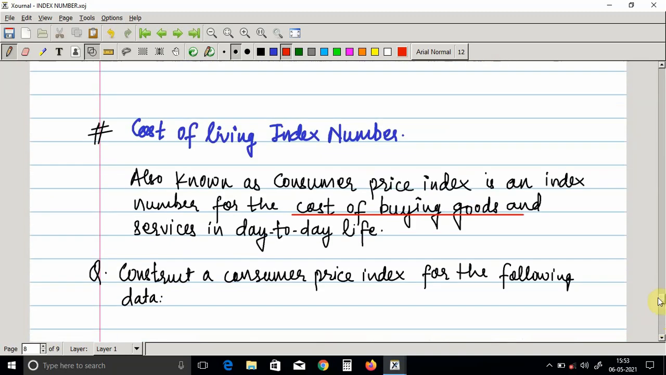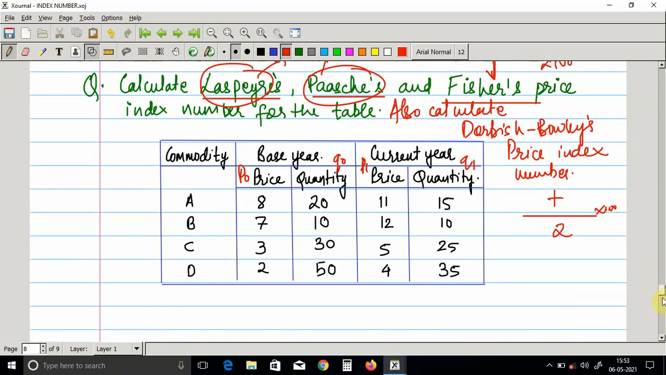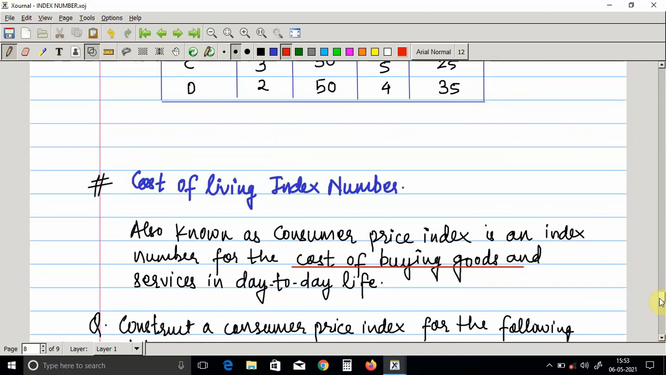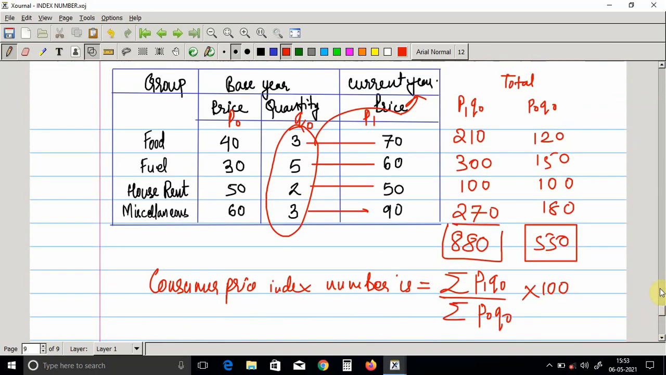So this is all about index numbers. Okay, so let's stop here. Thank you everyone.